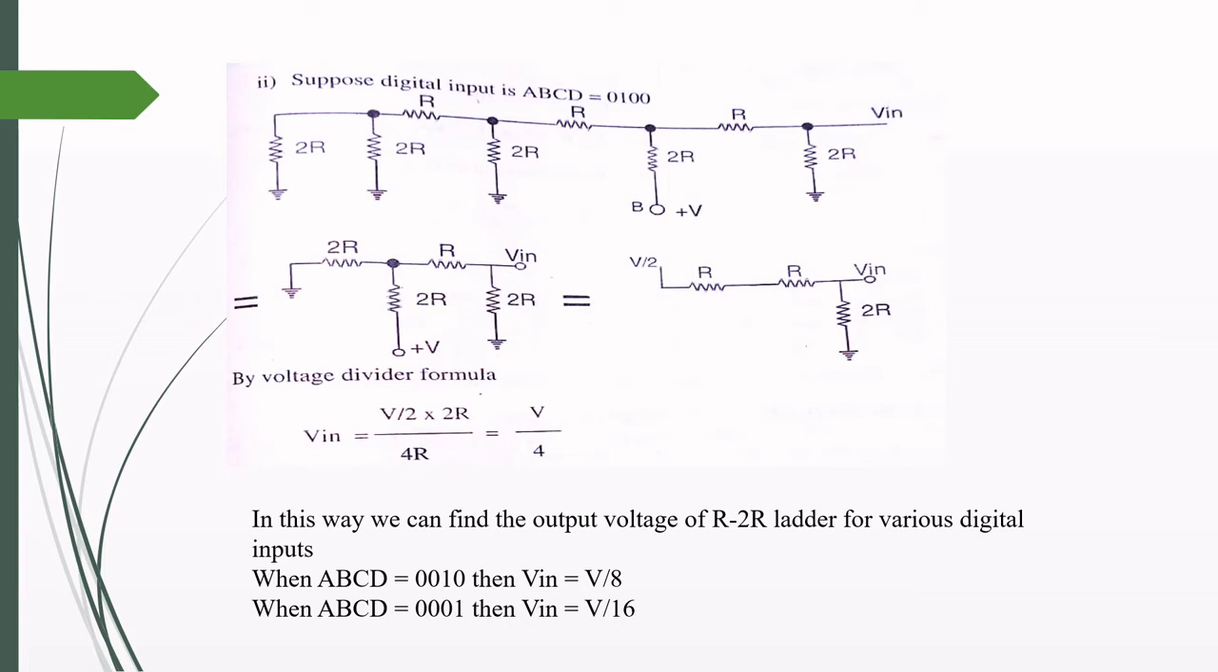Suppose digital input ABCD is equal to 0100. Then by simplifying the circuit, you can see here Vin is equal to V by 2 into 2R divided by 4R. Here we use the voltage divider formula. Vin is equal to V by 4. In this way, we can find the output voltage of the R2R ladder circuit for various digital inputs. For example, when ABCD is equal to 0010, then Vin is equal to V by 8. When ABCD is equal to 0001, then Vin is equal to V by 16.